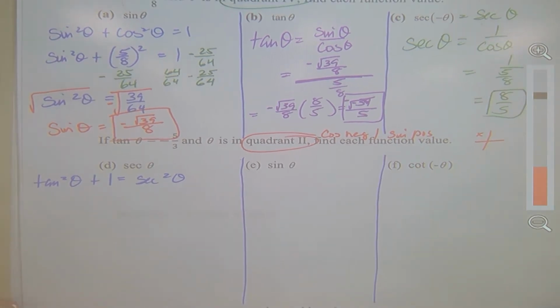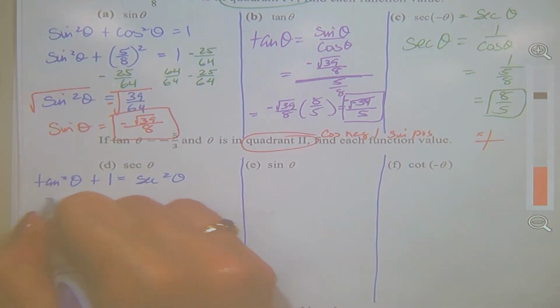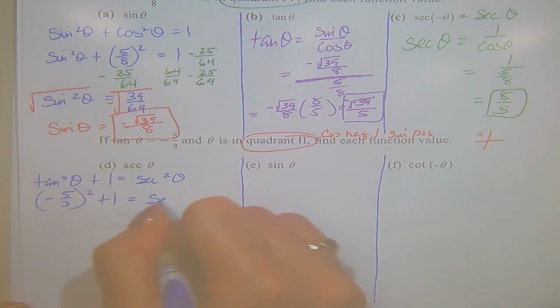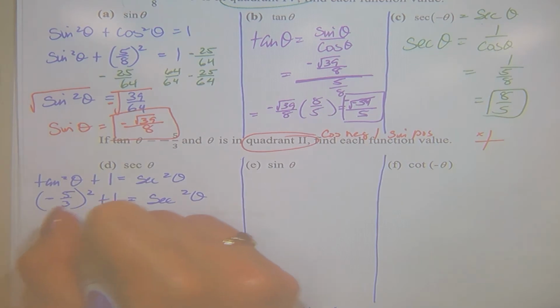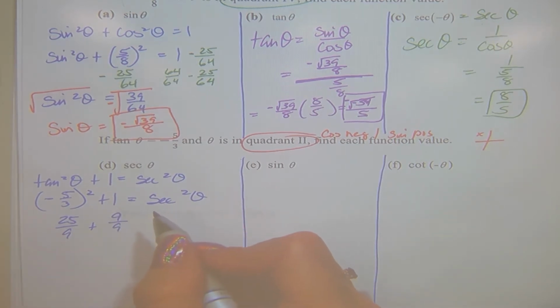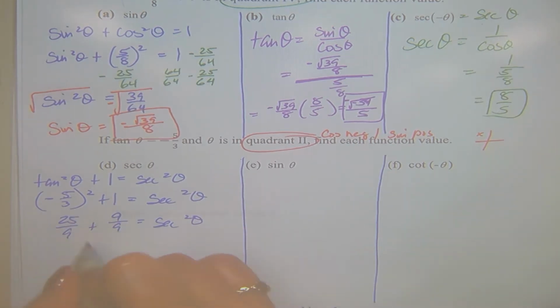So I'm going to plug in what I know. I know tangent. Tangent is negative 5/3, squared, plus 1 equals secant squared theta. Well, negative 5/3 squared is a positive 25/9, and I'm going to add 1 to that. Anytime I add and subtract fractions, I need a common denominator. So I'm going to rewrite 1 as 9/9. So what I end up with is 34/9 equal to secant squared theta.